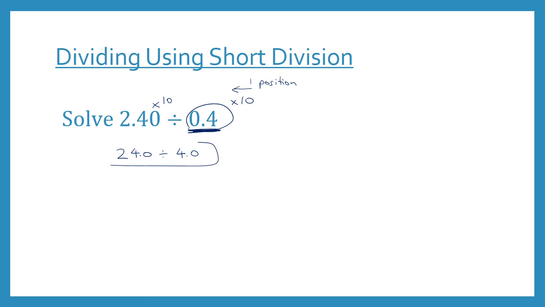So now we have this expression here. We can put this into our short division. We get 24.0, and we know that 24 divided by 4 is going to give us 6. So we end up with our answer as 6.